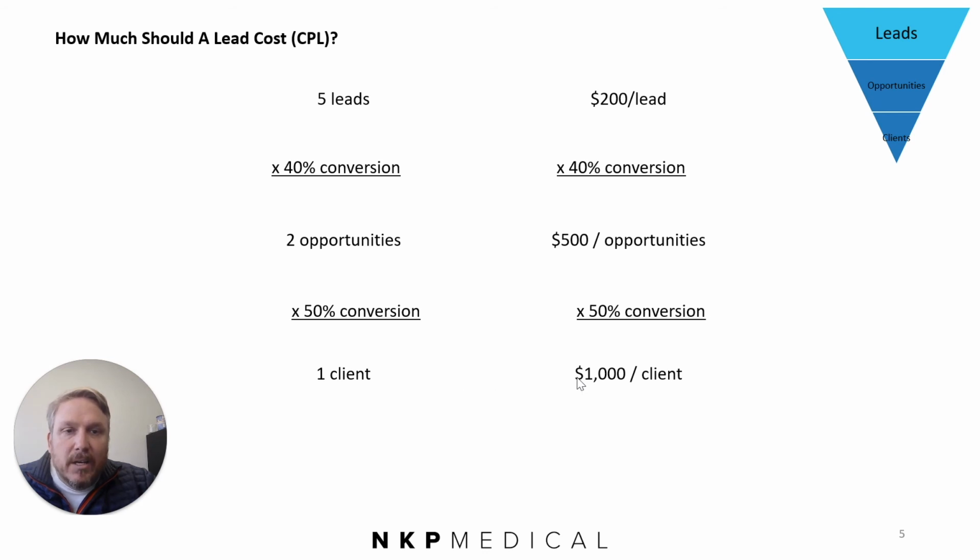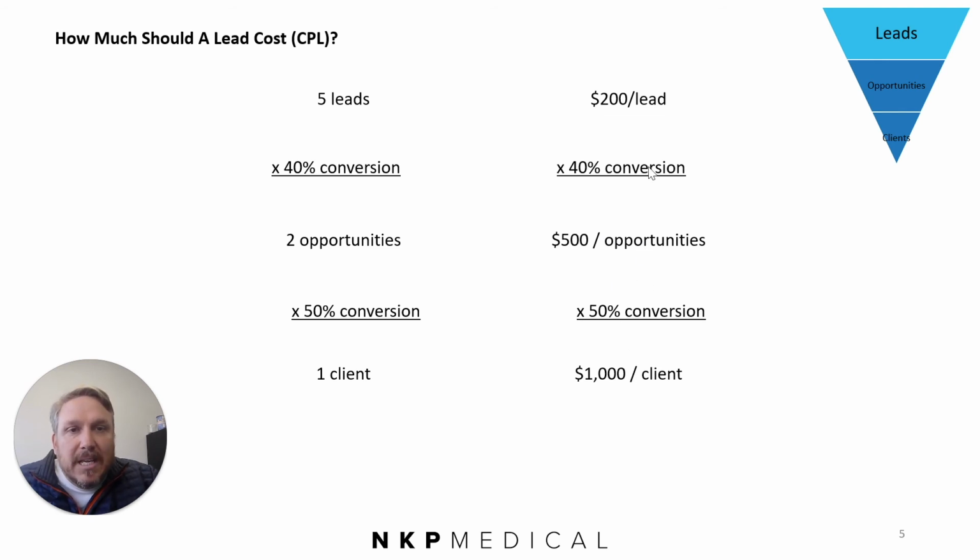And so to the right, you see that we're going to determine that 1 client is worth $1,000 to you. That's easily penciled out with a Botox or a Brazilian butt lift; you can easily conclude that the next client is going to be worth $1,000 to you. Then you can work backwards from that $1,000 and say that if I need 1 client, then I need 2 opportunities. That means I'm willing to spend $500 on each opportunity to convert into 1 client.